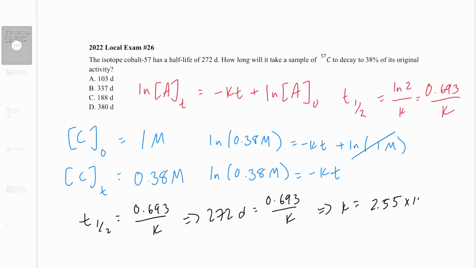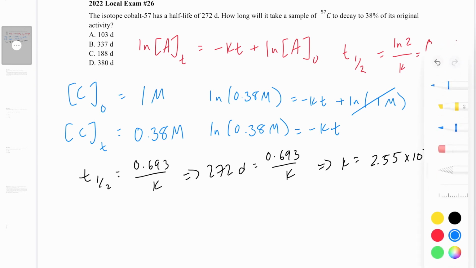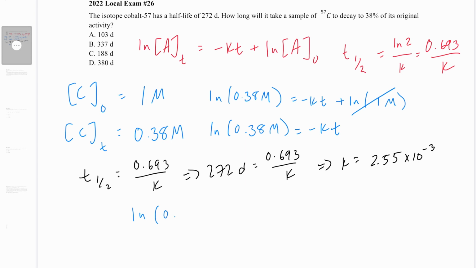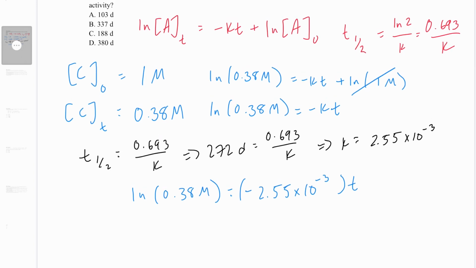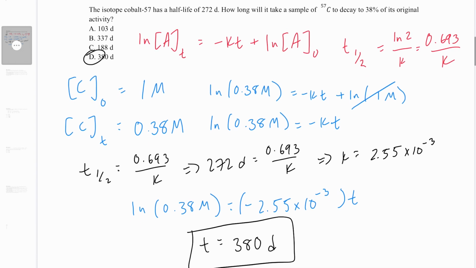2.55 times 10 to the negative third. And there's units, but I just won't deal with the units. And so let's plug that into our old equation that we had. So the natural log of 0.38 molar is equal to minus 2.55 times 10 to the minus third times time. And so if you divide both sides by negative 2.55 times 10 to the negative third, you'll get that your time, your t, is equal to 380 days. And so that's your answer. That's answer choice D.